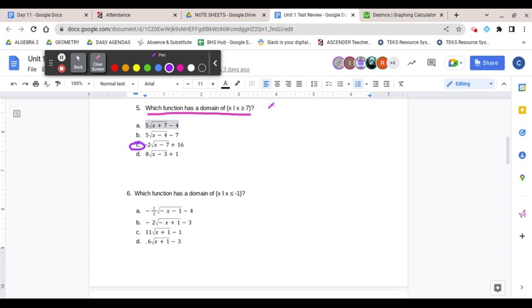We could also go back to our transformation rules, and here's what I mean. We see all these functions are roots. They're square root functions. The parent square root function looks like this, with a domain of x being greater than or equal to 0. The domain of the parent square root function is x is greater than or equal to 0.